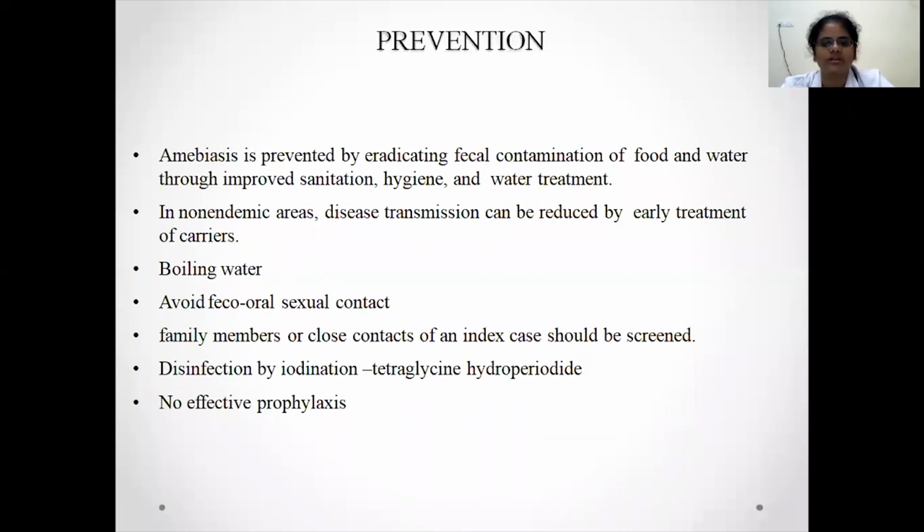Family members or close contacts of an index case should be screened. Disinfection is by iodination. Here we are not recommending chlorination because the cyst is resistant to even high doses of chlorine. So disinfection by iodination, that is tetraglycine hydroperiodide. Following all these practices is better because there is no effective prophylaxis.